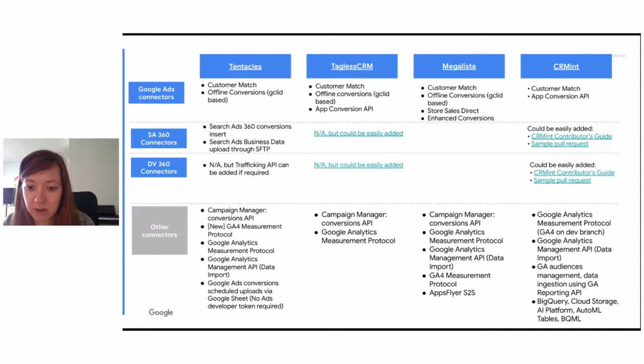And finally, CRM Mint has been deployed to bring in data for customer match and app conversion API. It can also connect to Google Analytics, GA audiences management, data ingestion using GA reporting API, BigQuery, Cloud Storage, AI Platform, AutoML Tables, and BigQuery ML.